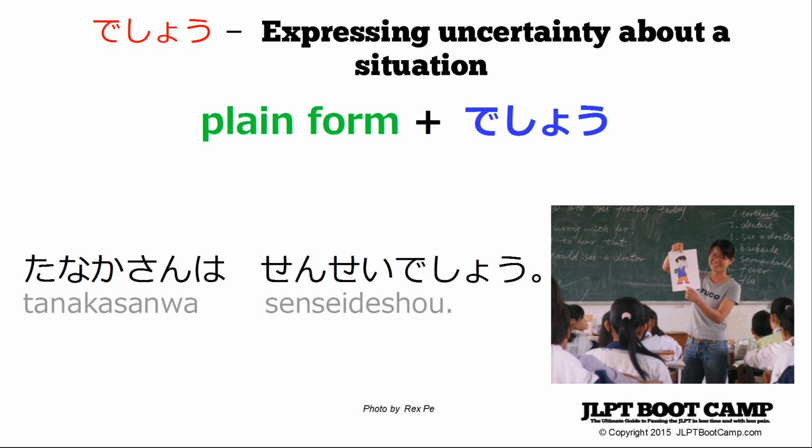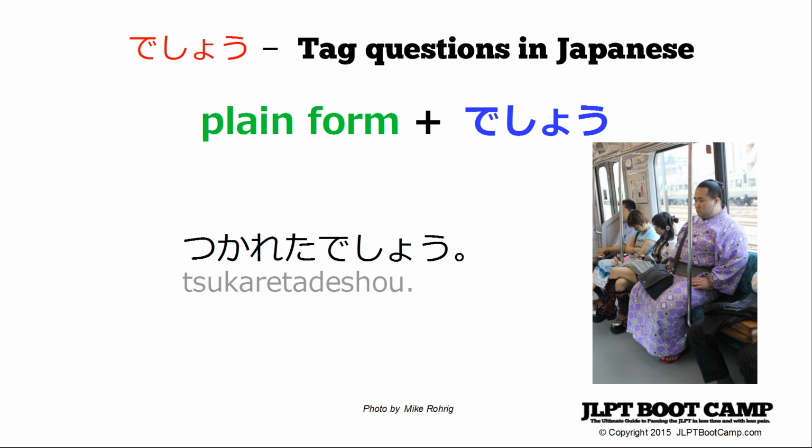And you can use it in this sense, or another really common way to use it at this N5 level is to use it as a tag question. I use this a lot as a tag question. Even in English, I keep popping in deshou. So again, it's just plain form plus deshou. Like this example, tsukareta deshou. Tsukareta is you are tired. Deshou is you're making a guess. So you could translate this as you're probably tired, right? Or you're tired, right? You're checking on someone's condition to make sure they're okay.